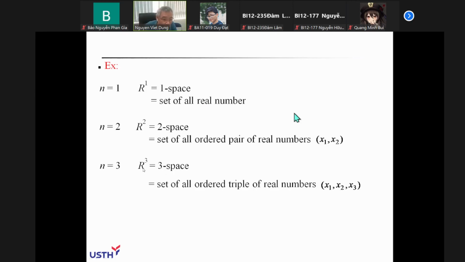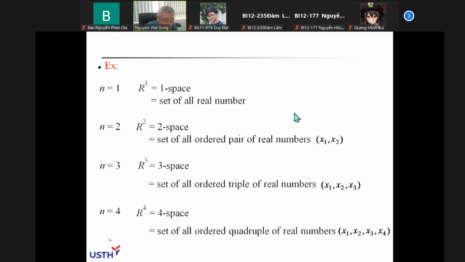N equals 3. We denote it by A^3 and call it the 3 space. That is the set of all ordered triples of real numbers x1, x2, x3, like that. And that is the coordinate space we studied already in high school, không gian tọa độ. The new example is the case n equals 4. I believe that you have not yet studied that in high school. That is the 4 space, the space of all ordered quadruples of real numbers x1, x2, x3, x4, like that.